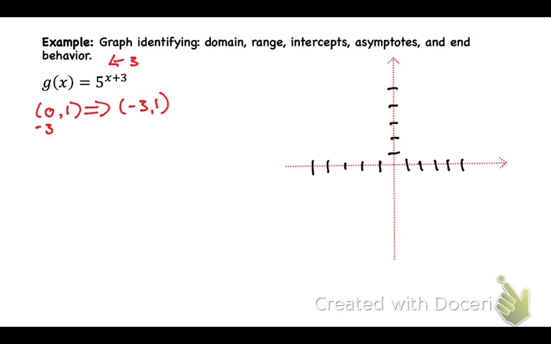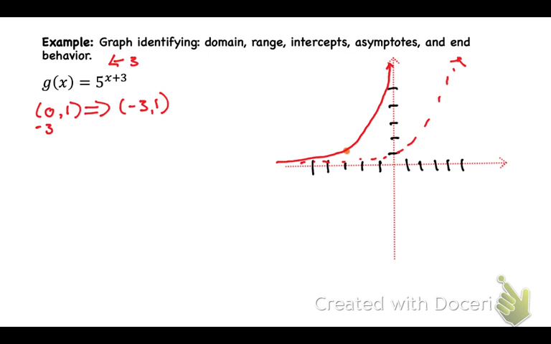Okay, so I'm gonna go negative 3, 1, and that's where my crook is gonna be now. So my graph is gonna, because it was like this, yes? Now it's gonna go like this.